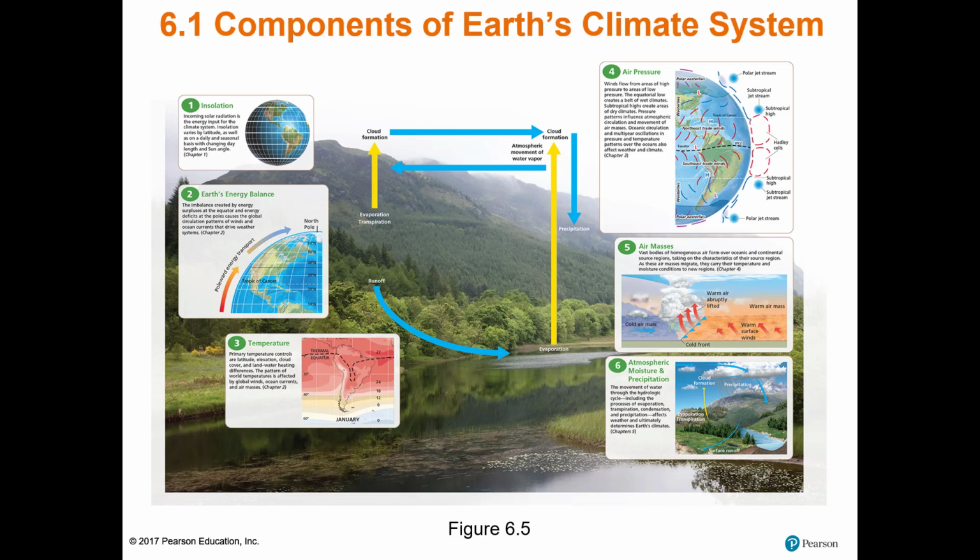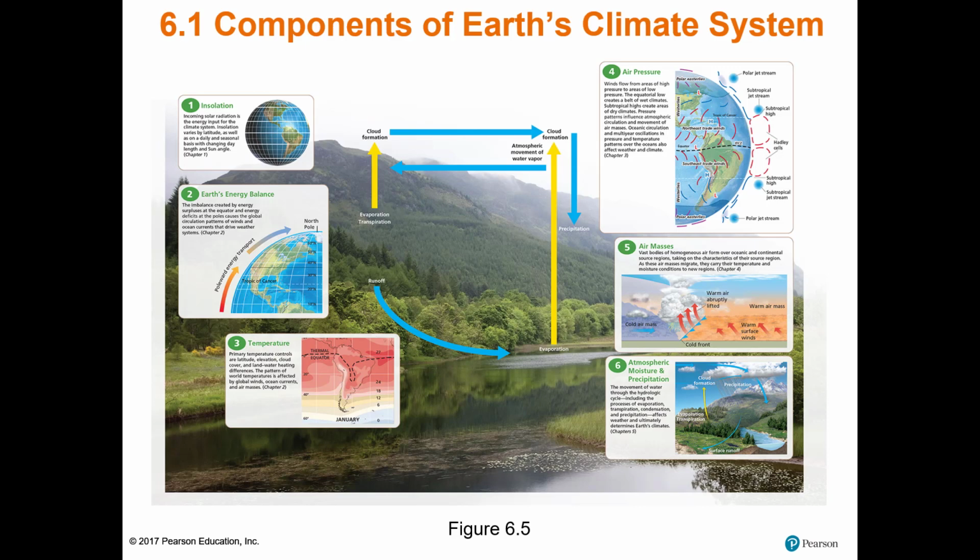Moving on to number 4, air pressure is also going to affect the climate of an area. So winds in general flow from areas of high pressure to areas of low pressure. The equatorial low creates a belt of wet climates. Subtropical highs create areas of dry climates. Pressure patterns will influence atmospheric circulation and the movement of air masses. And then finally, oceanic circulation and multi-year oscillations, or changes in pressure and temperature over the oceans, also affect weather and climate.